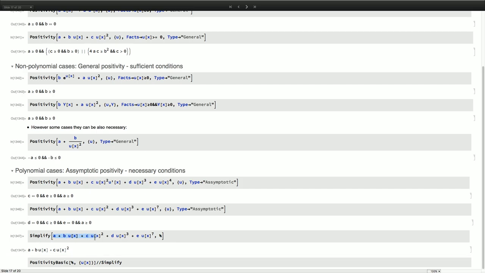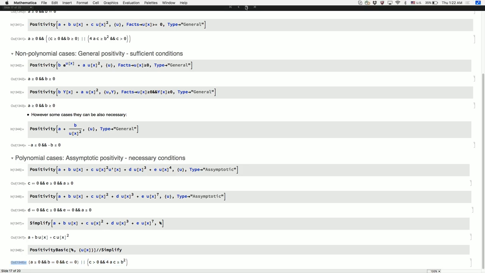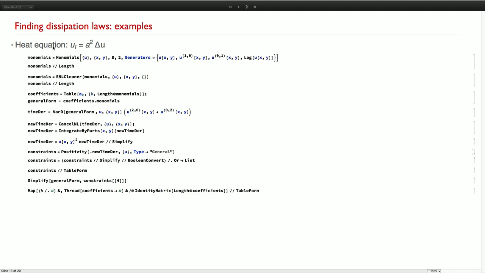And also, by simplifying this with respect to the conditions we have got with the positivity function, we can now use the positivity basic function with just the Resolve function to get the conditions to be positive. And here is one example with the heat equation.